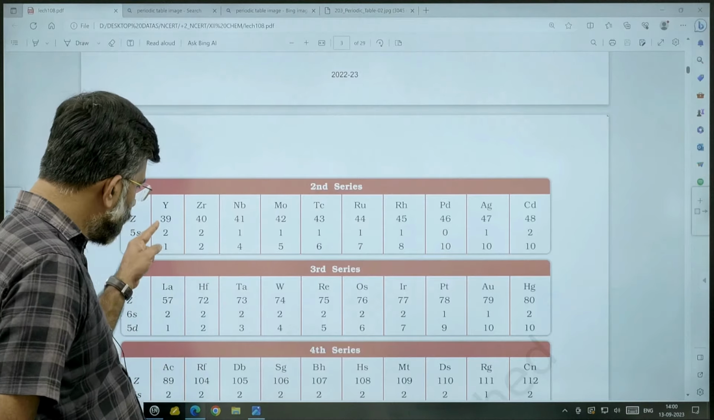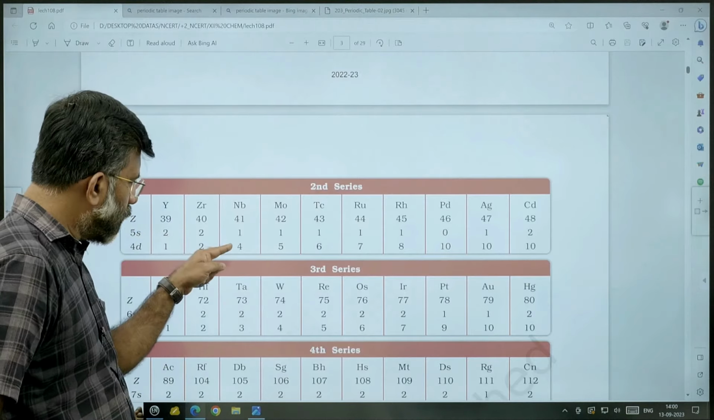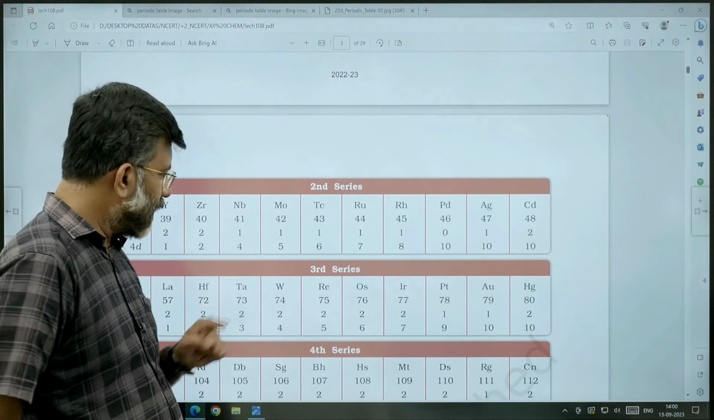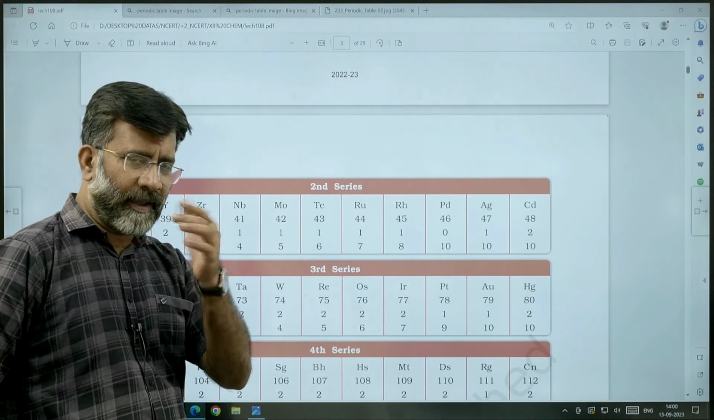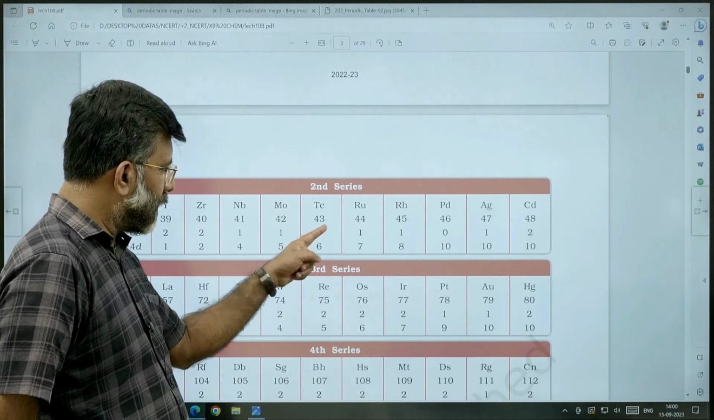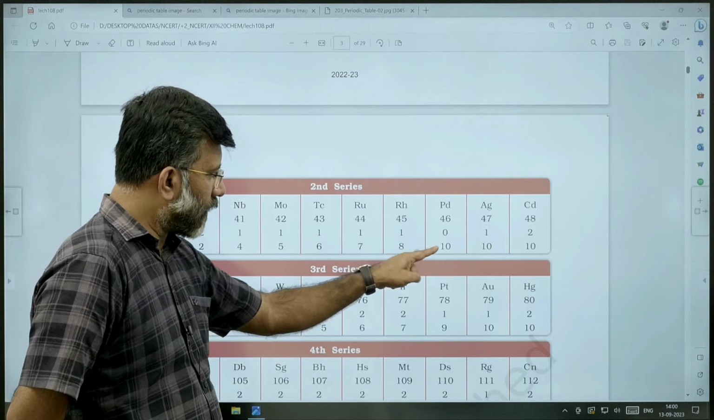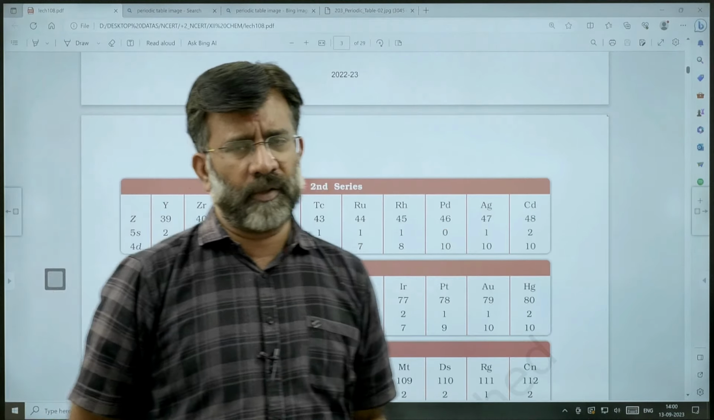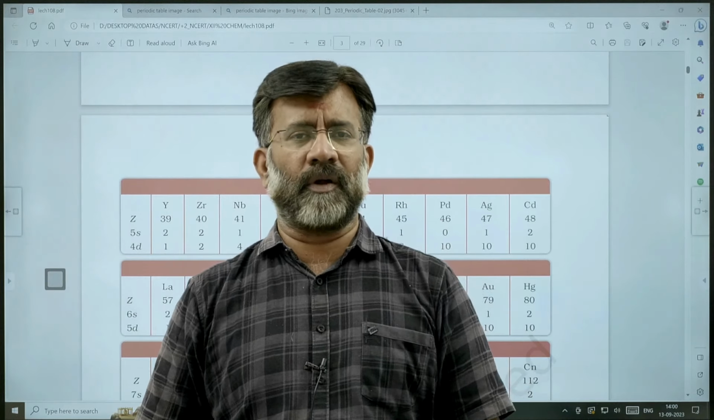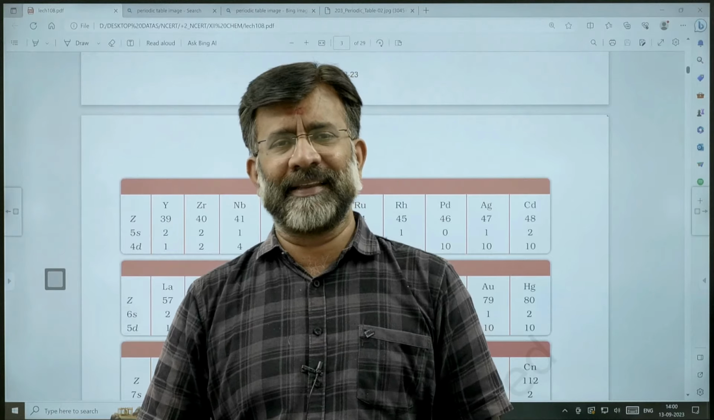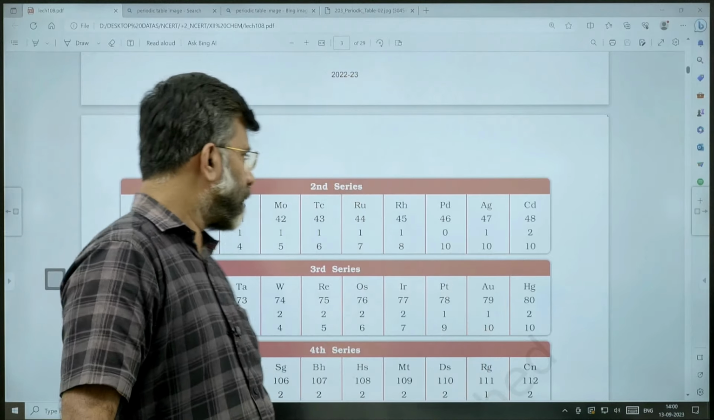You see D1S2, D2S2, no D3S2, D4S1. D5S1, okay, half-filled stability. D6S1, 7S1, 8S1, 10-0, palladium, 10-0. Quite frequently, you can find exceptional configurations because of very small differences in their energies.